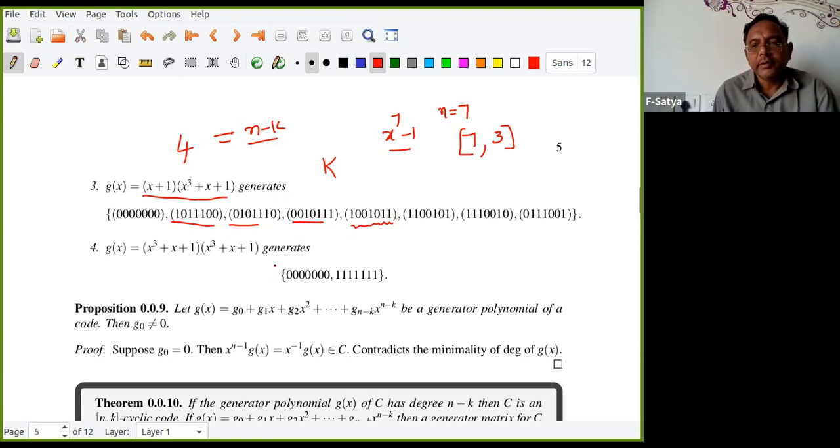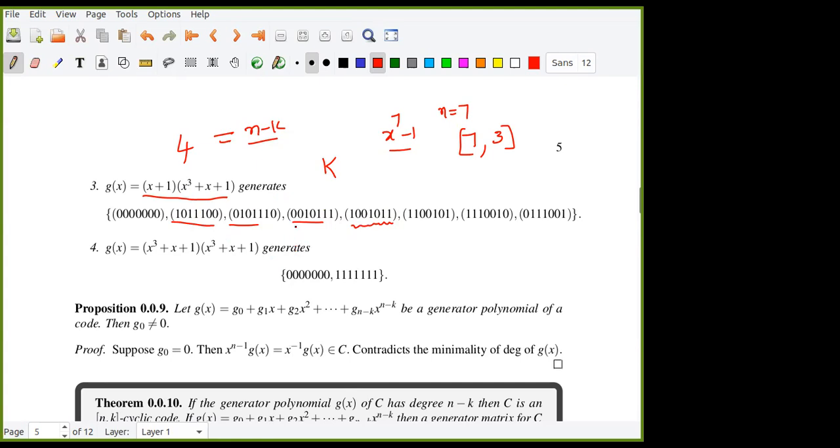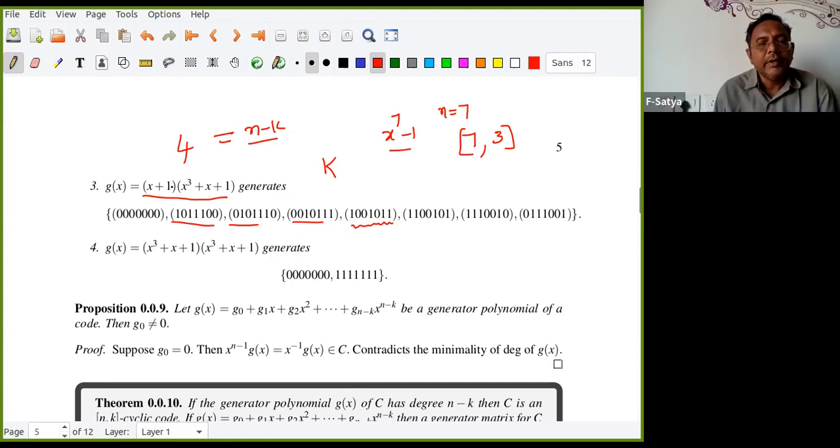At least, Mehak, are you clear? Yes, sir. Actually, all these are coming from gx only by multiplying. This is gx itself multiplied by 1. This is multiplied by 0. This is multiplied by x. This is multiplied by x square. This is multiplied by something. Okay. Yeah, that way you can get it.